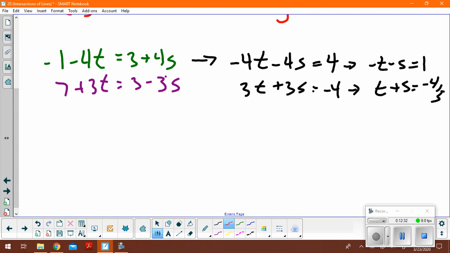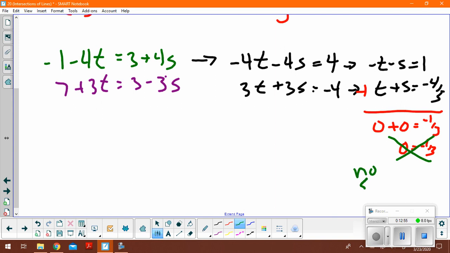So for elimination, I'm going to add these two equations together. So -t plus t is 0, -s plus s is 0, and 1 plus -4 over 3 is -1/3. That says 0 equals -1/3, but that's nonsense. So this has no solution. I tried to solve it and it didn't work.